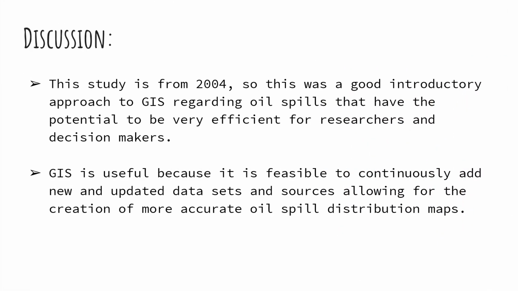Now for the discussion. This journal article was published in 2004 and provides a valuable introductory approach to GIS regarding oil spills that have the potential to be very efficient for researchers and decision makers. GIS is useful because researchers are able to continuously add new and updated datasets and sources, allowing for the creation of more accurate oil spill distribution maps.